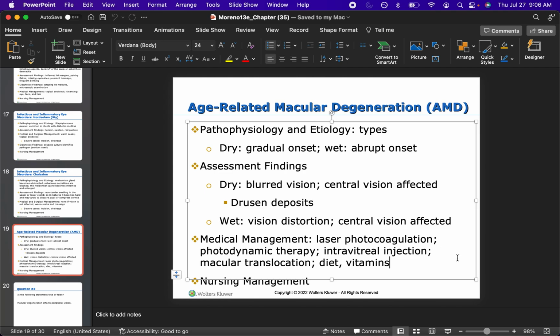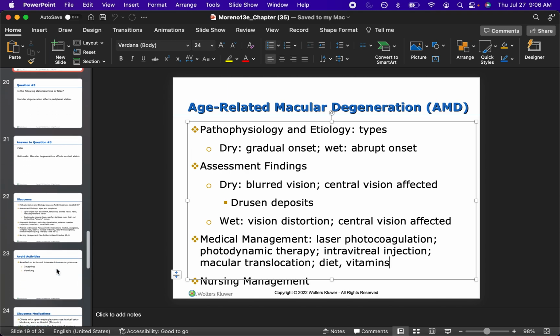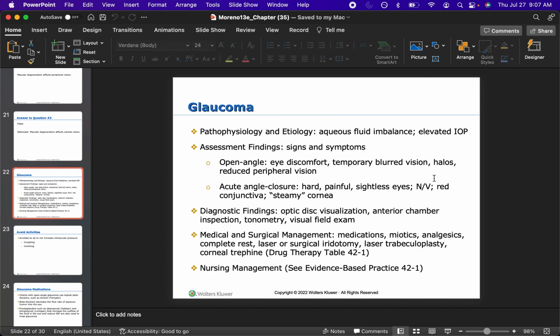Some of the medical management: you can get laser, some photodynamic therapy, diets and vitamins. But again, this is more managed by your eye doctor, I would say. And then next we're going to get into glaucoma.